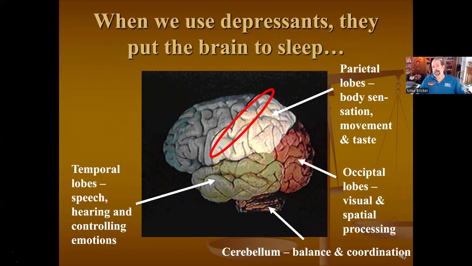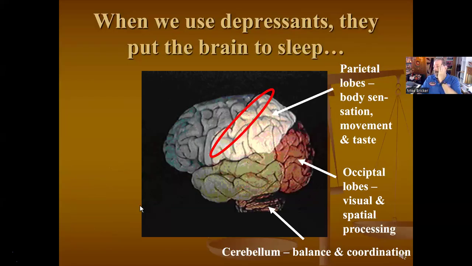Have you ever tried to take the car keys away from a drunk? Good luck with that. The first part of the brain that goes to sleep is the part that realizes that getting behind the wheel when I'm drunk is a bad move. The next part to go is the temporal lobes. Those are the volume knob on our emotions.